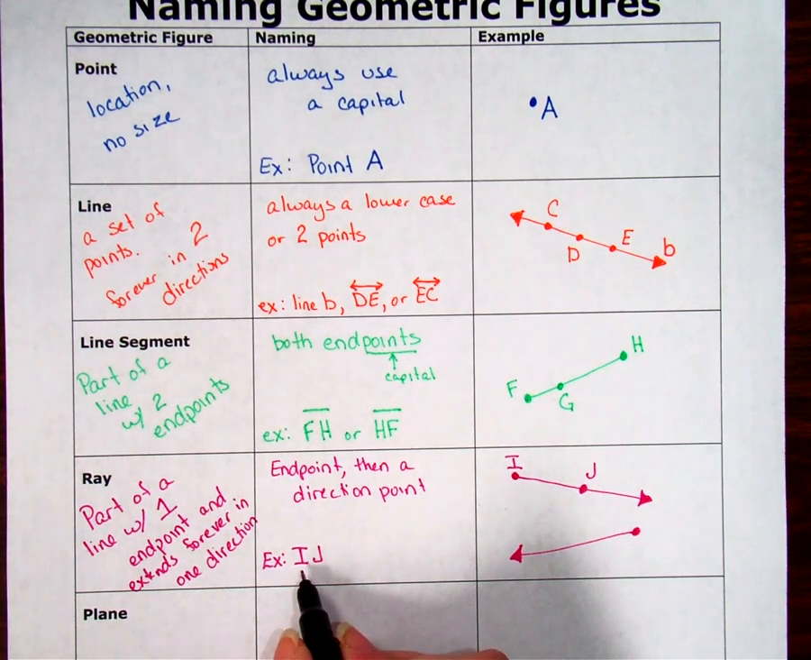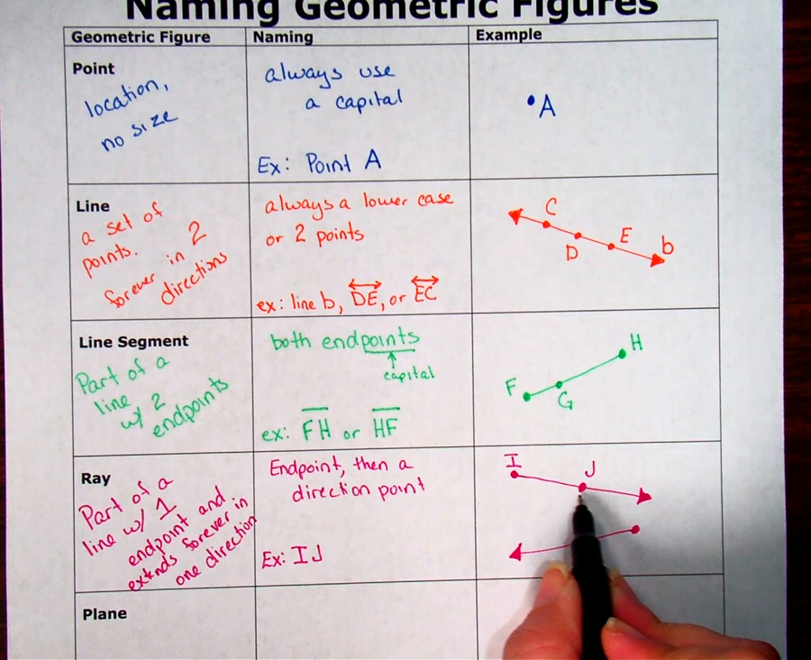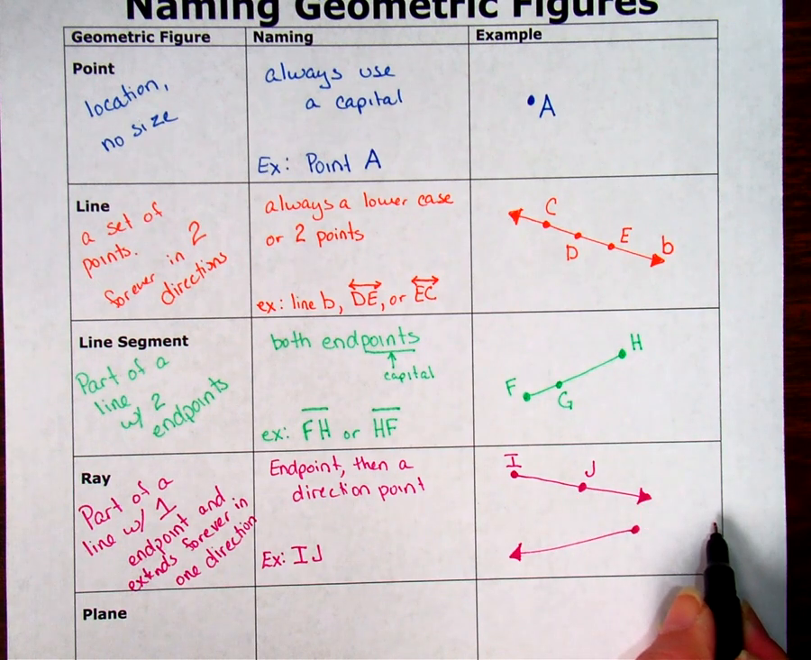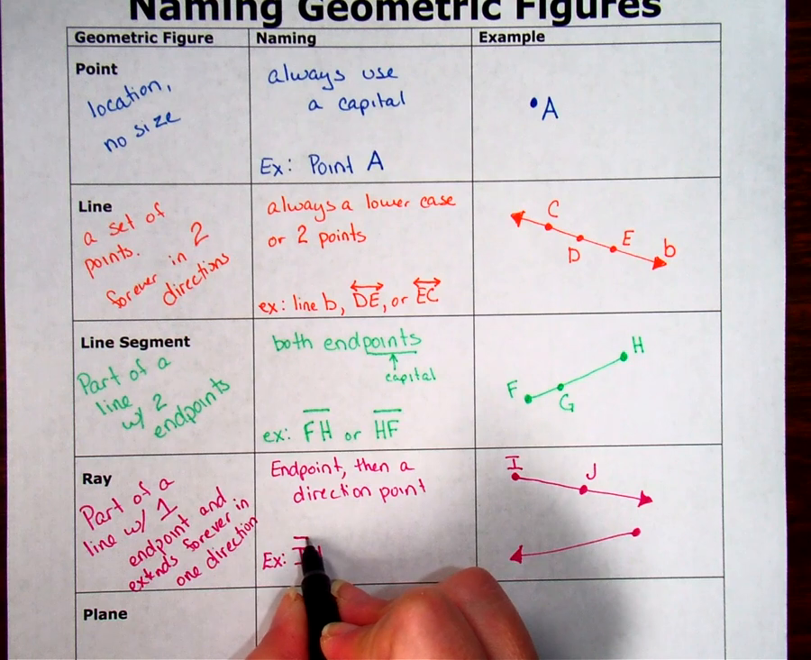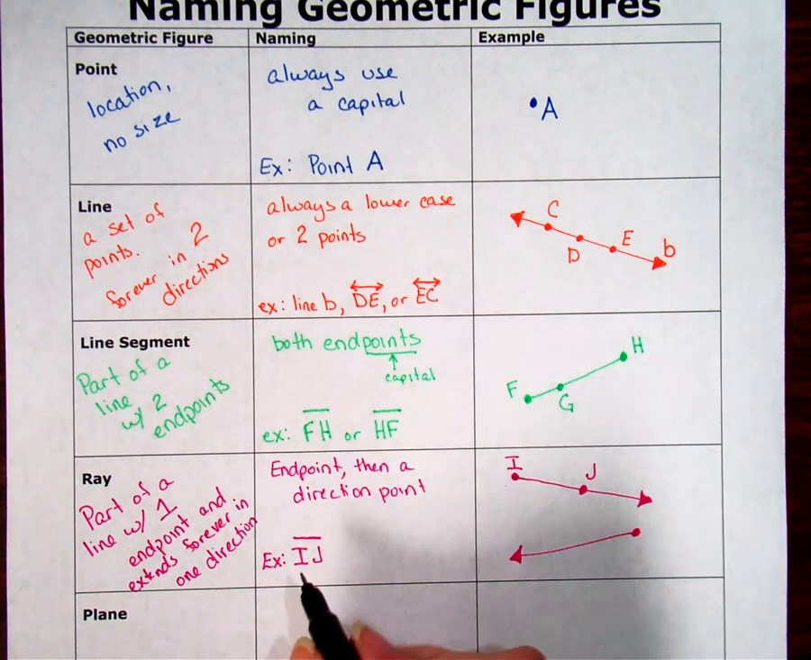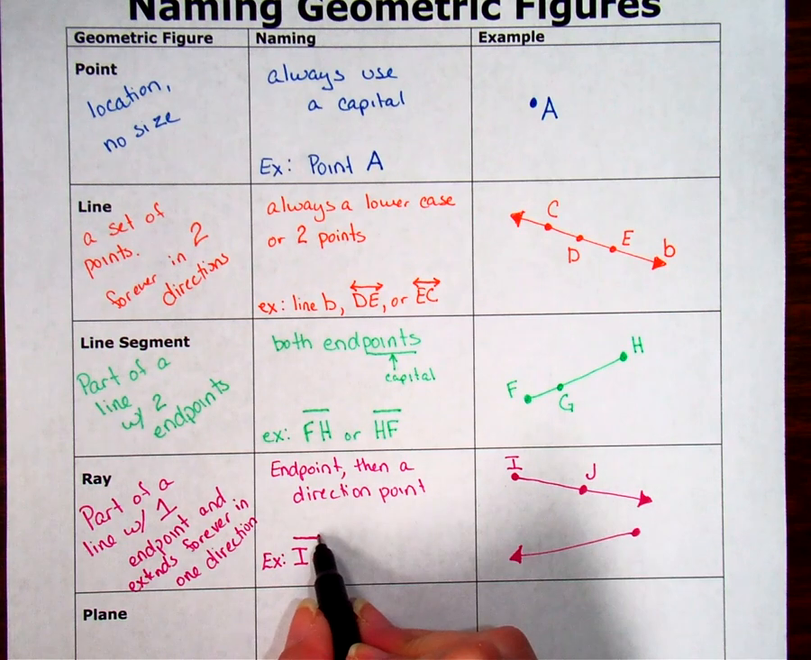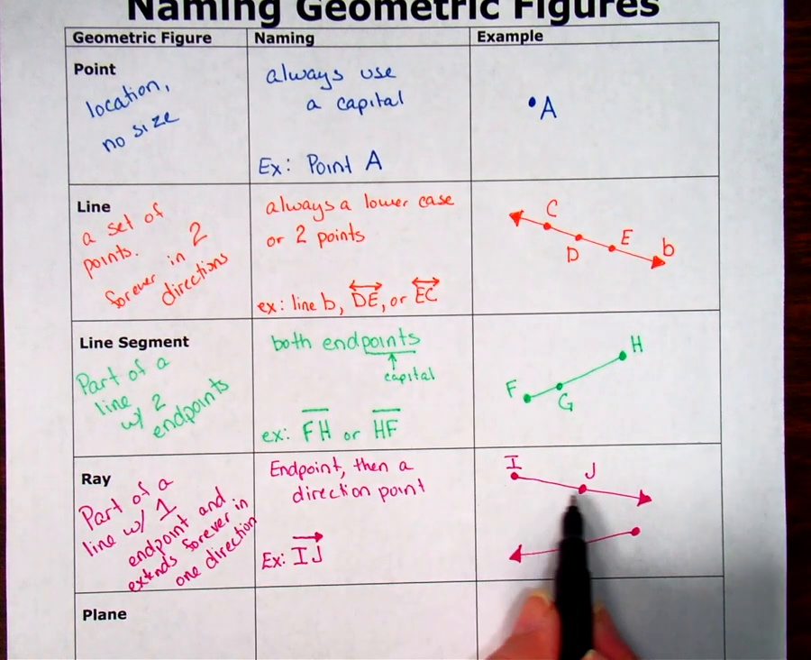You always have to start with the endpoint. So since this starts at I and goes towards J and then through it, I always have to start with I and then go to J. And then above it, just like with my line and my segment, I have to draw what looks like a segment, and then I have to draw an arrow on the right-hand side, always on the right, because it's going to be above the letter that it goes towards.